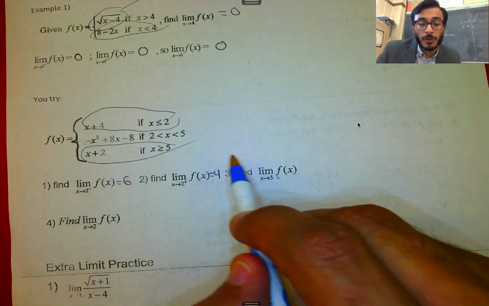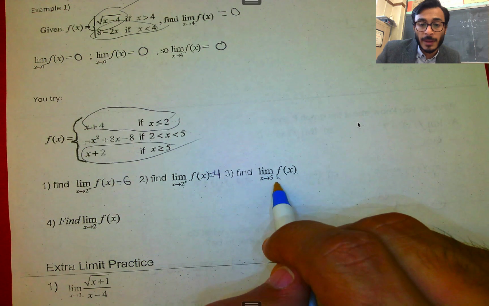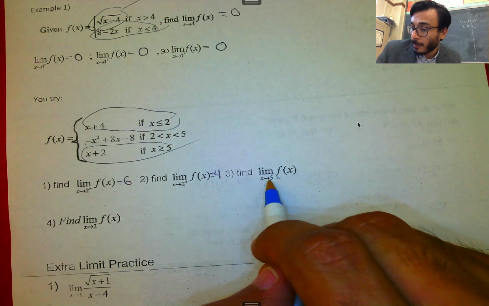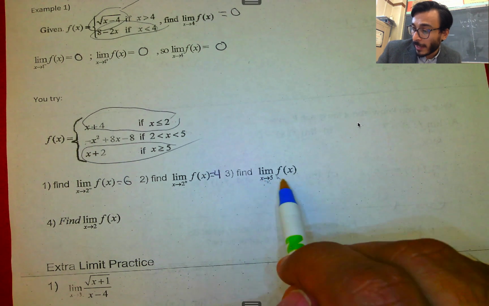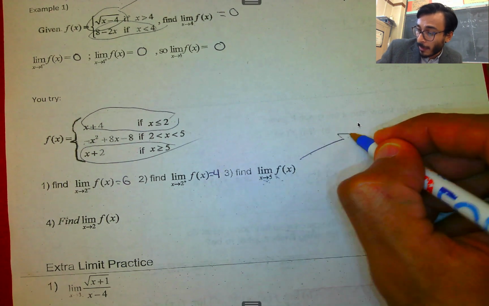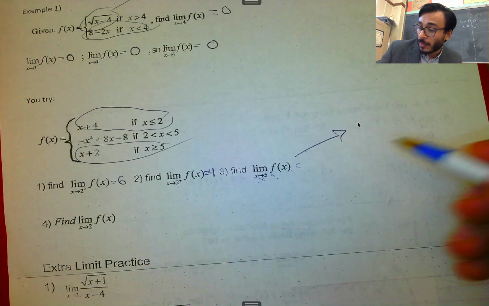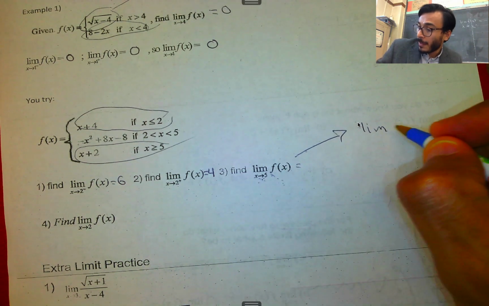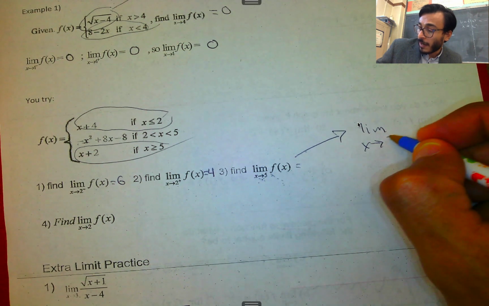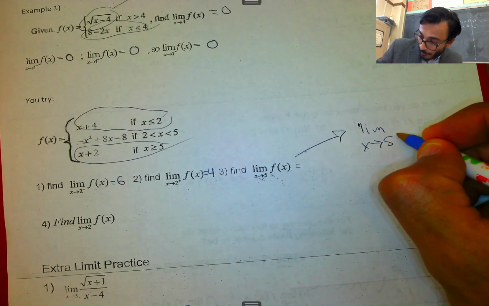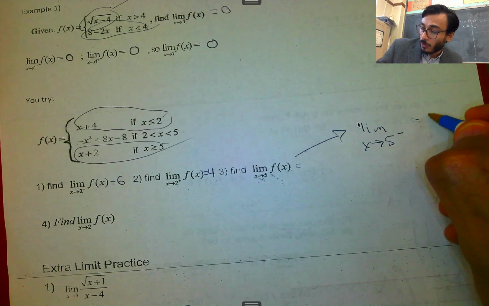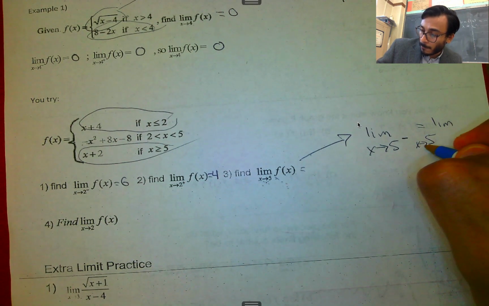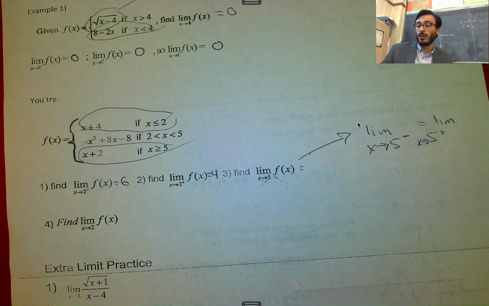Okay, so number 3 says find the limit as x approaches 5. So I have to find the limit from the left-hand side and the right-hand side. So please keep that in mind, right? In order for you to do that question, number 3, you have to first do the limit as x approaches 5 from the left. Then you have to do as x approaches 5 from the right. And you have to make sure that they're equal.